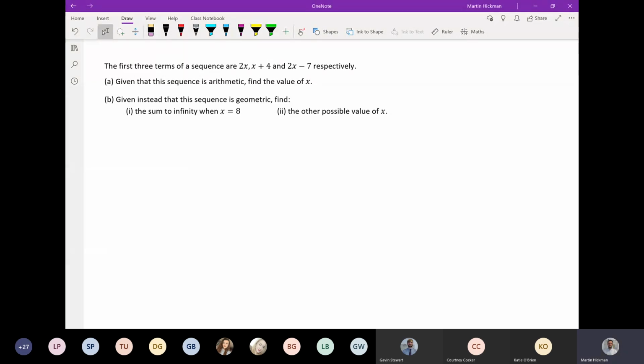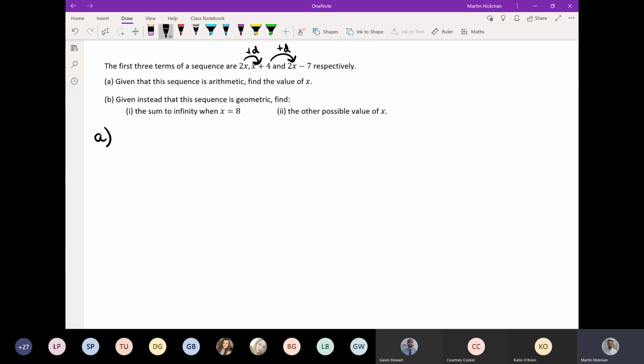The first three terms of a sequence are 2x, x plus 4, and 2x minus 7, respectively. The first question asks us that given the sequence is arithmetic, find the value of x. So if it's arithmetic, we know that there is a common difference. So we know that what we have to add to go from 2x to x plus 4 has to be the same as what we have to add to go from x plus 4 to 2x minus 7.